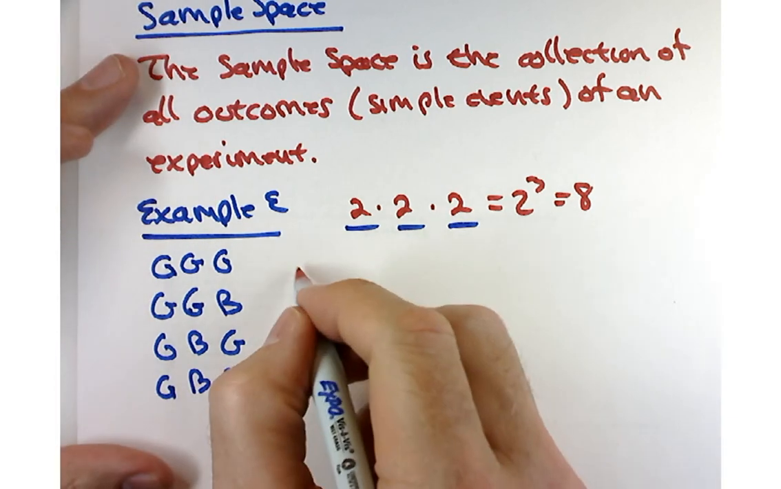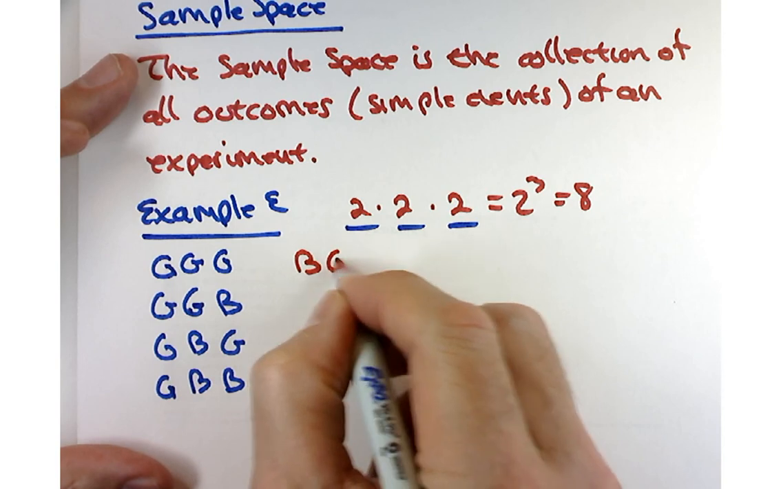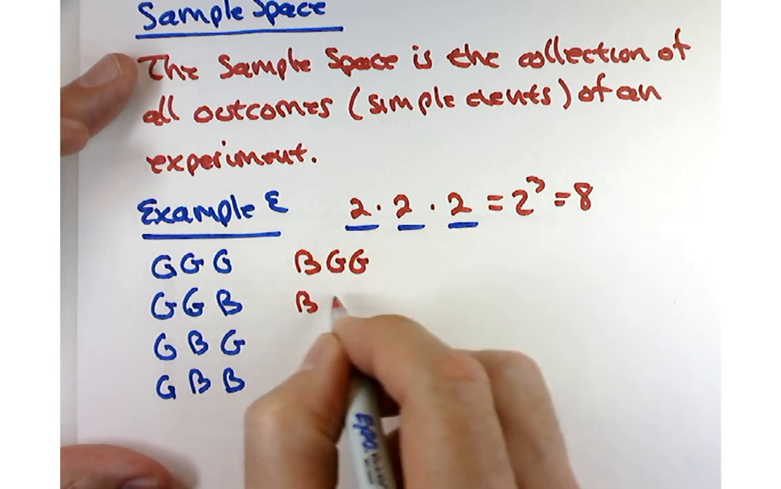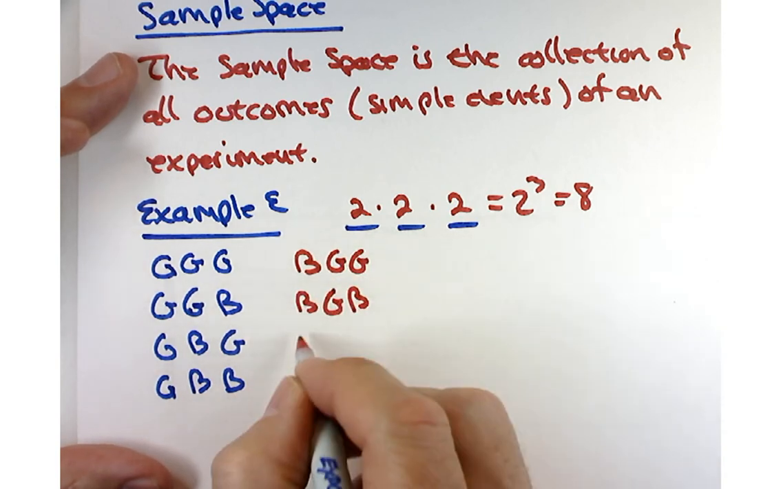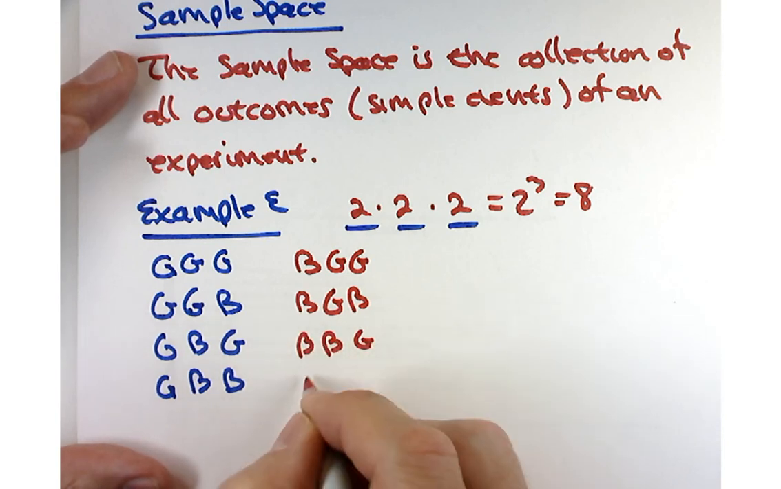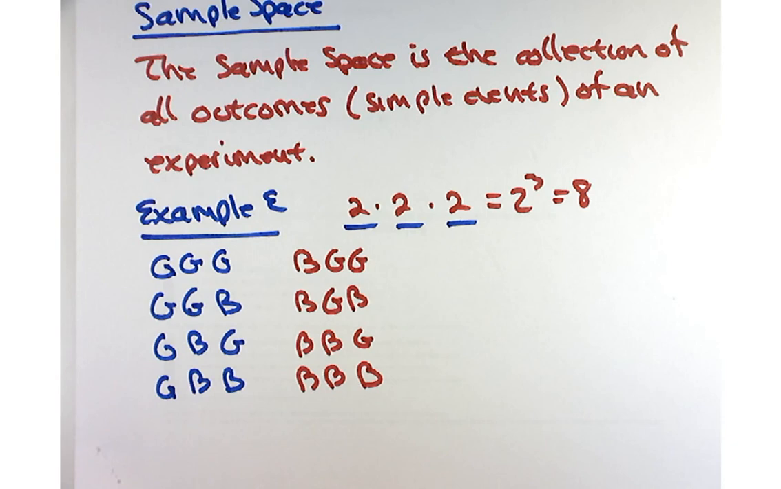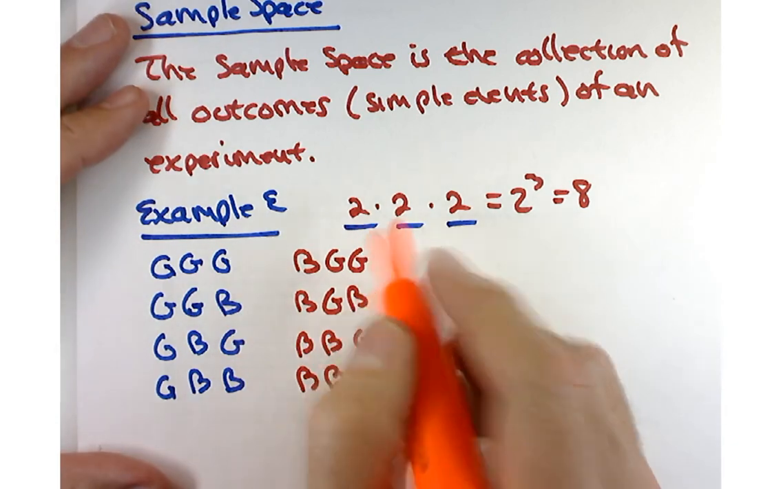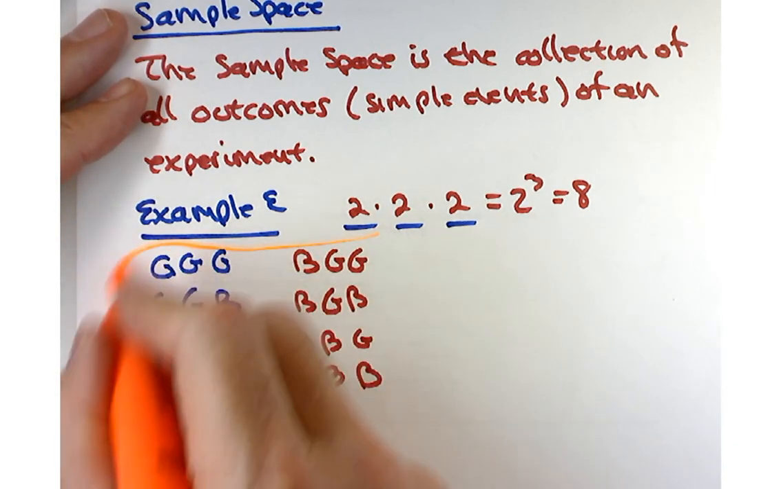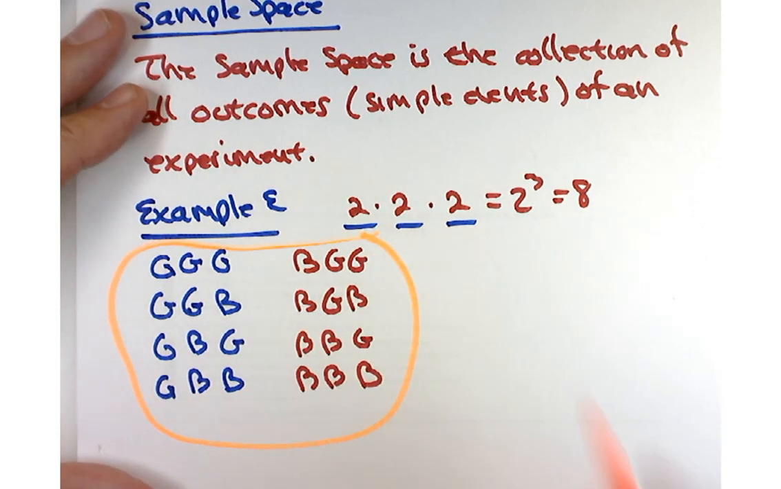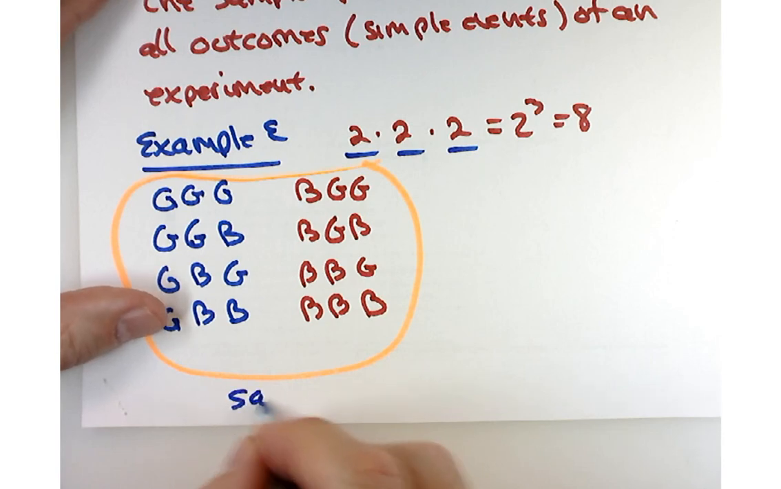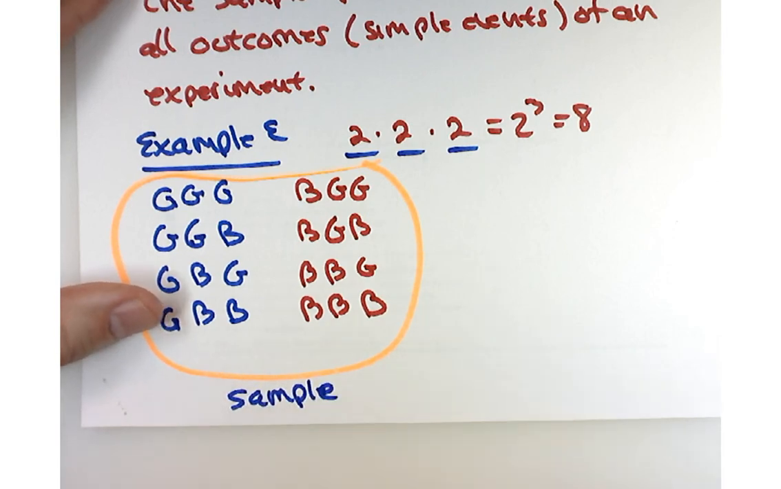The other possibilities, you could start out with a boy and then have 2 girls. Start with a boy and then a girl and then a boy. And then boy, boy, girl. And finally, boy, boy, boy. So that's the collection of all 8 things that can happen. This collection is your sample space. So it's a sample space for the genders of 3 kids.